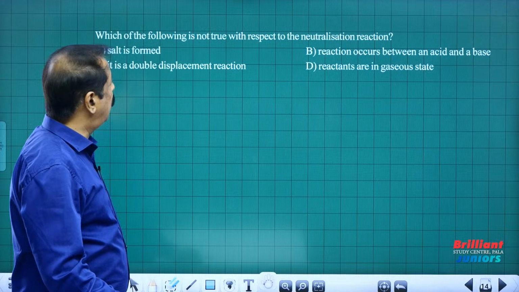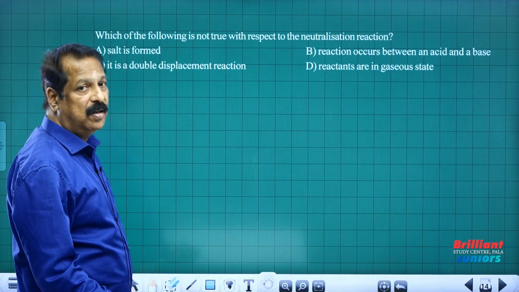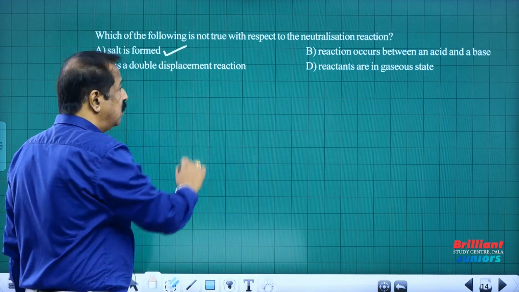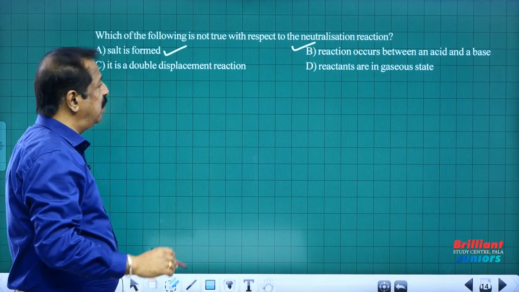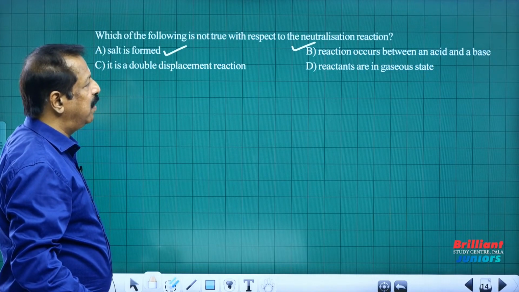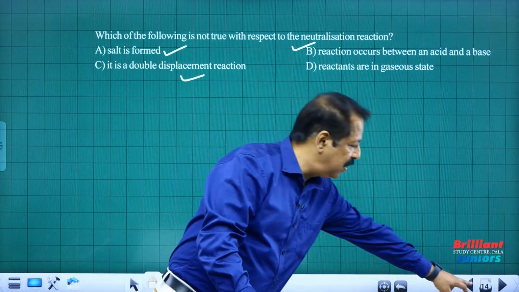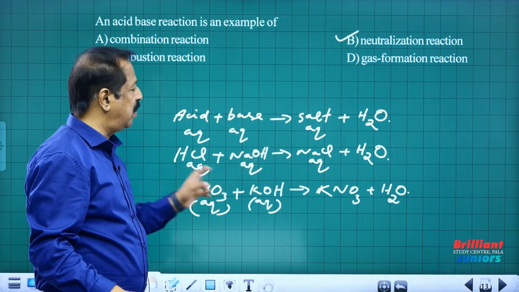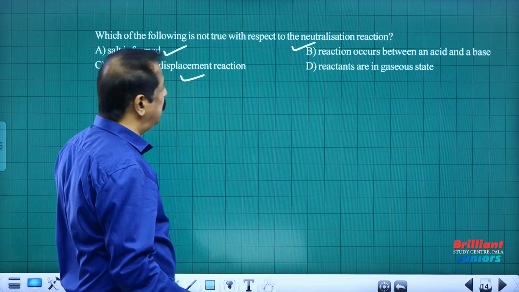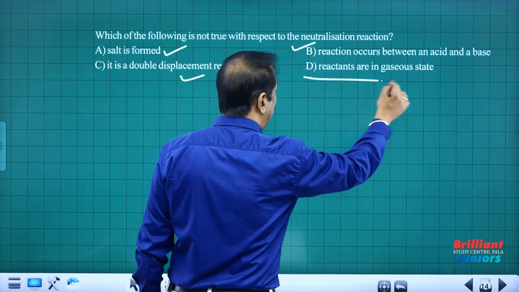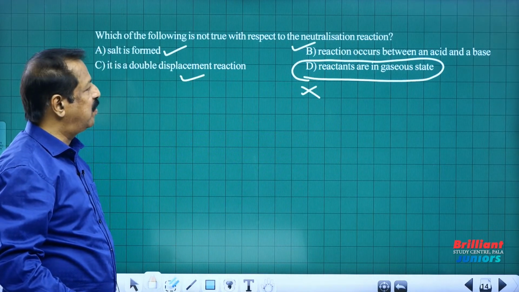And the next one, which of the following is not true with respect to neutralization reaction? Salt is formed, it is true. Second one, reaction occurs between an acid and a base. That is also true. Third one, it is a double displacement reaction. Fourth, reactants are in gaseous state. Of course, the third is true, because HCl combined with NaOH, OH comes here and Cl goes to the other side. So it is a double displacement reaction. Reactants are in the gaseous state, that is false. Reactants are not in the gaseous state. So that is a false statement. So the answer is option D.